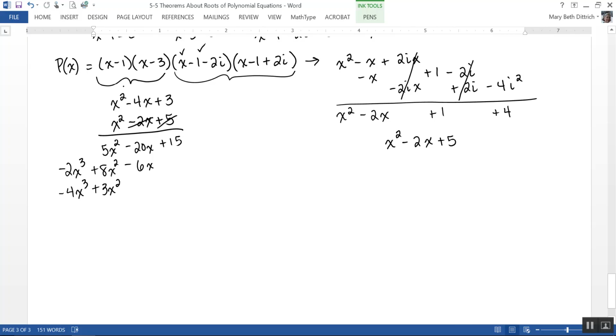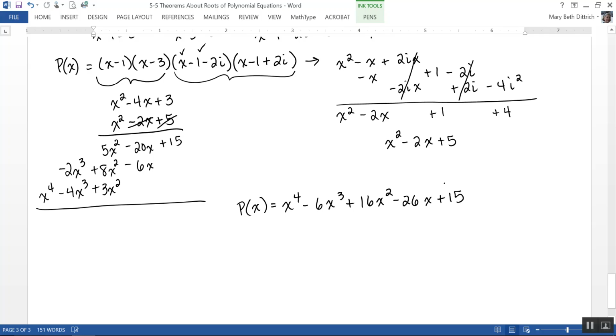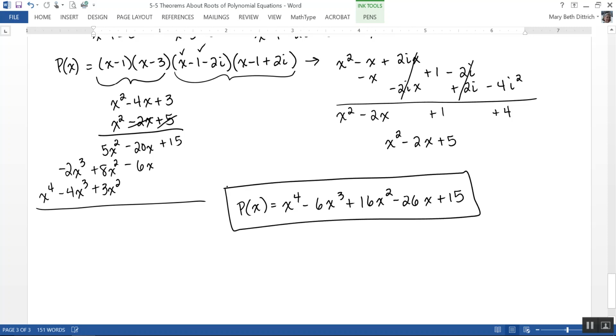I'm running out of room. And an x to the 4th. And then totaling all of those up, I will get that p of x is equal to x to the 4th minus 6x cubed plus 16x squared minus 26x plus 15. And that's my solution. That is a polynomial that has roots of 1, 3, 1 plus 2i, and 1 minus 2i.